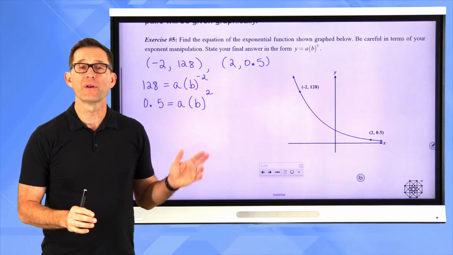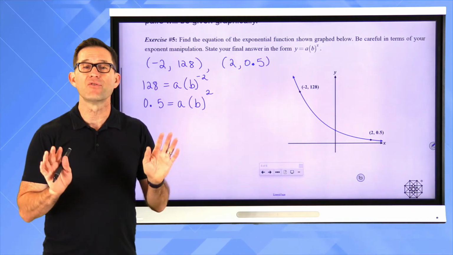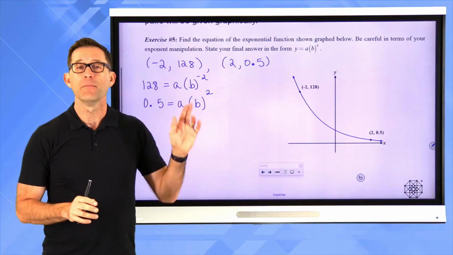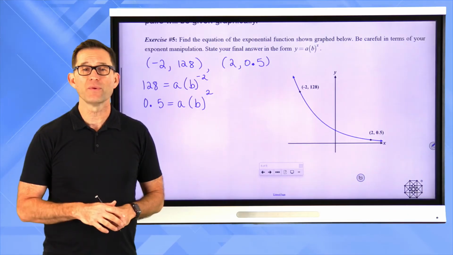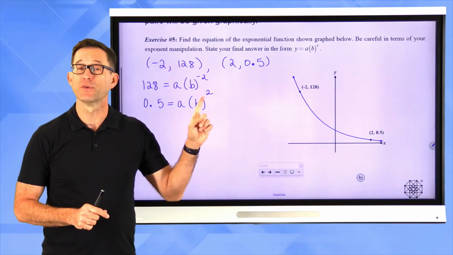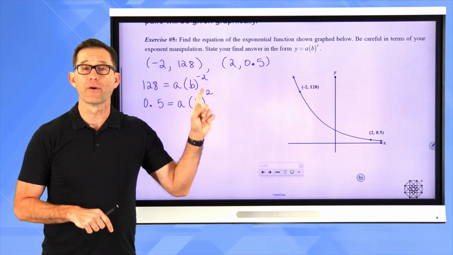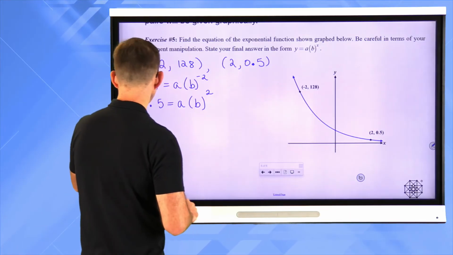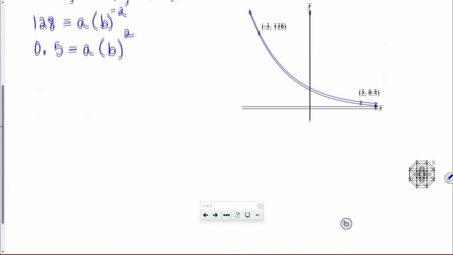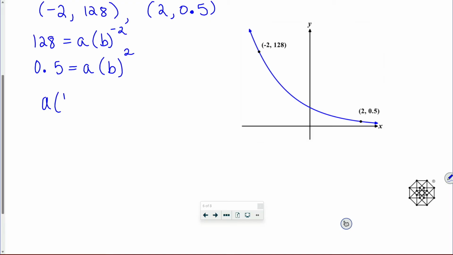Now, as a second step, what I want to do is divide these two equations. It doesn't matter which order you divide them in because either way the a's are going to cancel. But I tend to like to always divide them so that the higher power, which is positive 2, is in the numerator and the lower power, which is negative 2, is in the denominator. So this is the way I would do the division personally. I'm going to say a times b to the second is equal to 0.5 divided by a times b to the minus 2 is equal to 128.